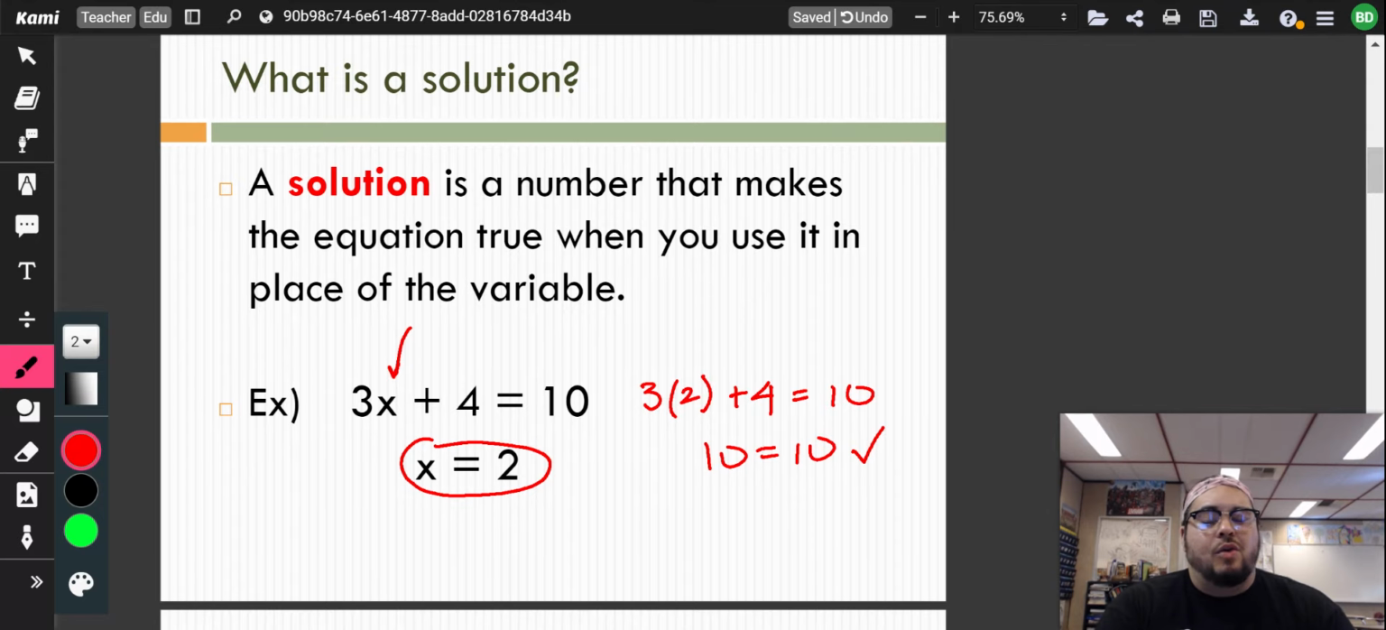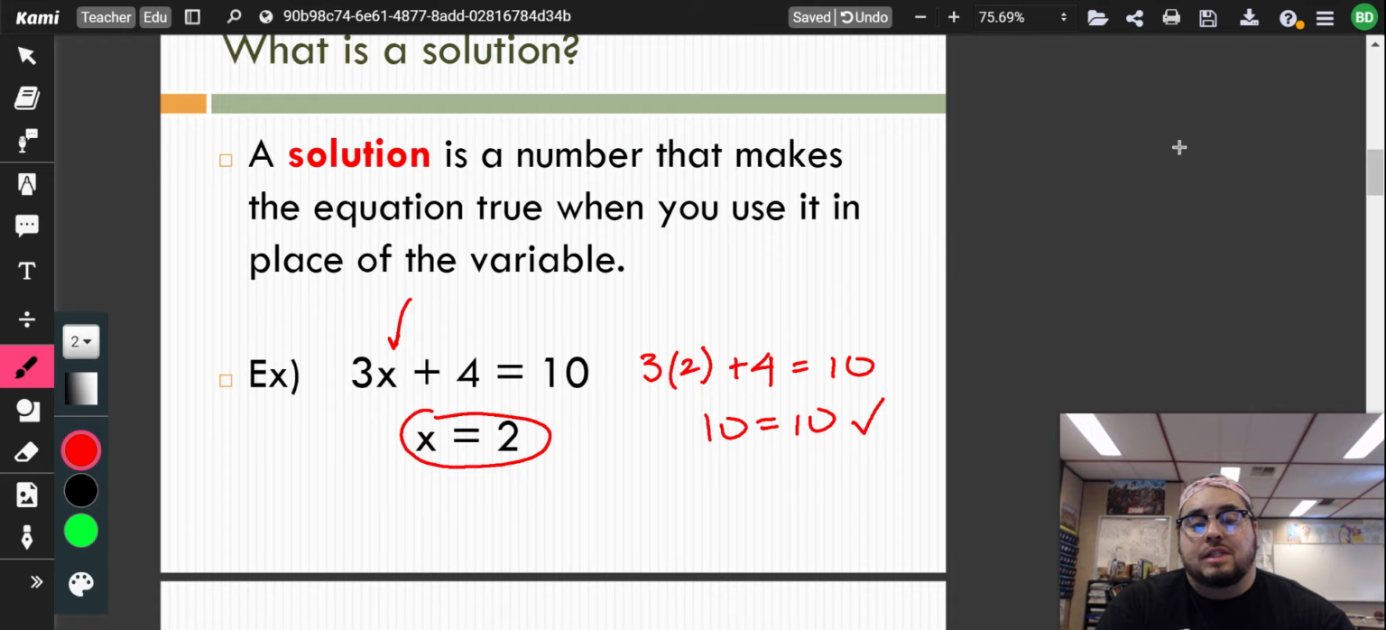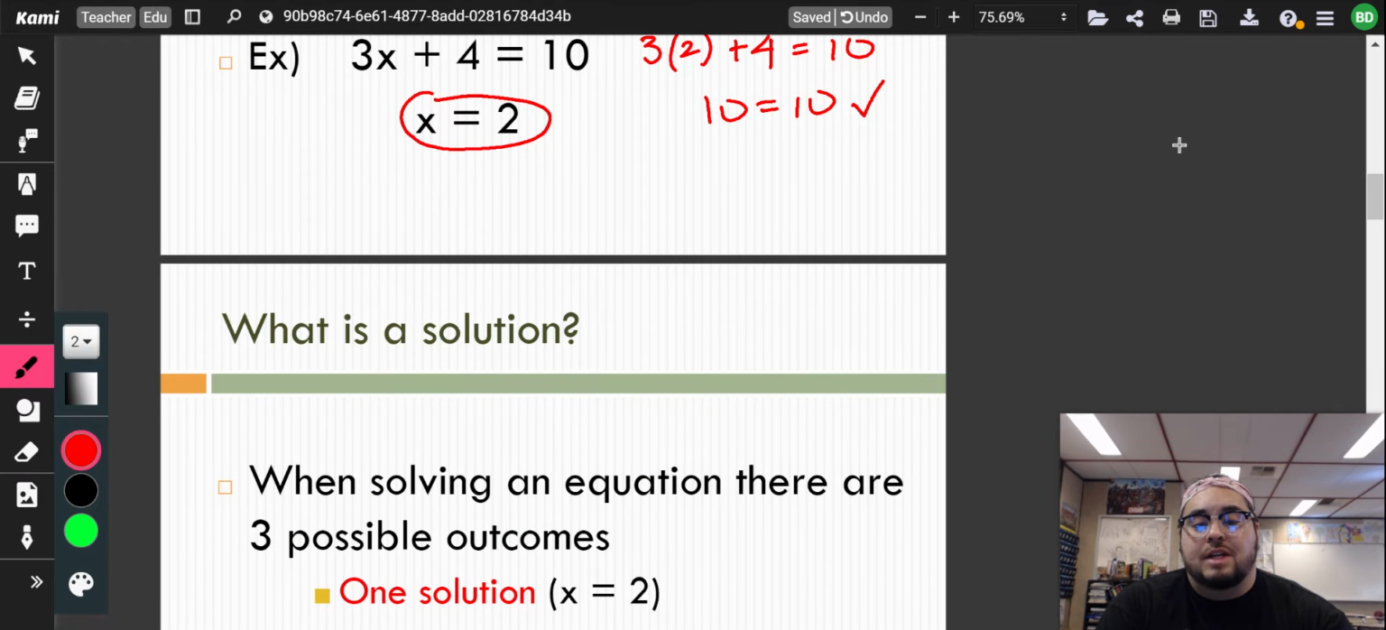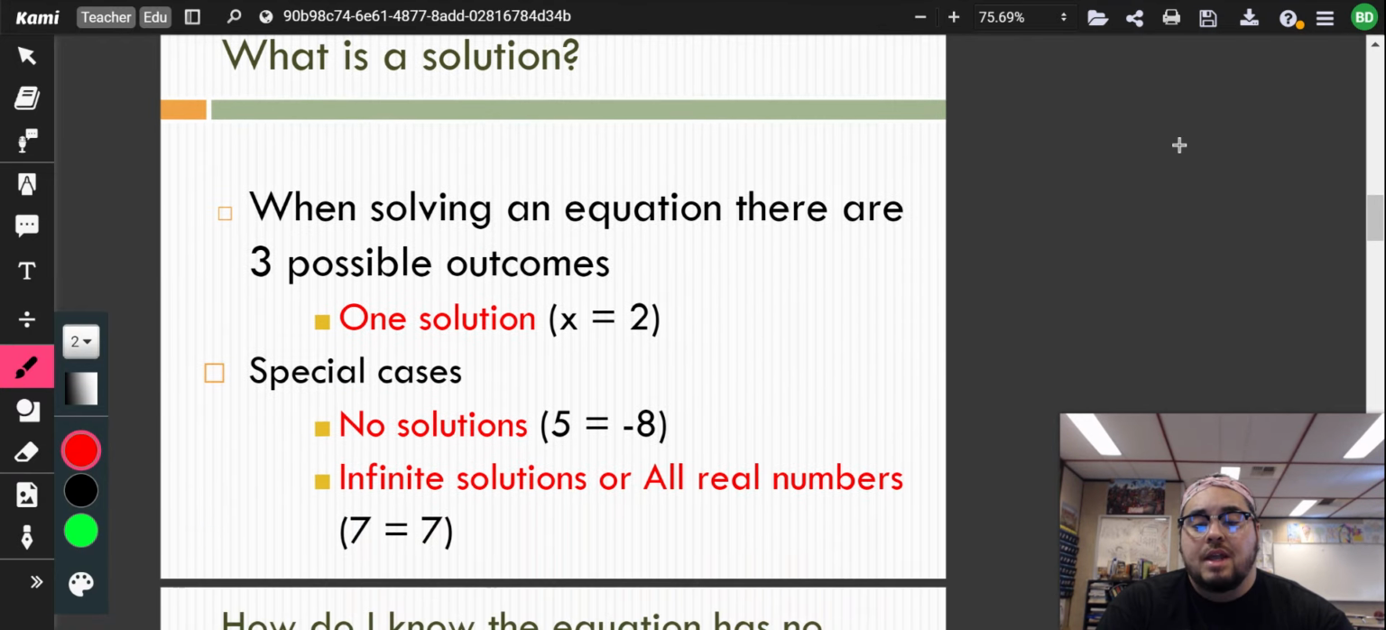Okay, but that doesn't always happen. There are certain circumstances where we might not get a solution, or we might get an abundance of solutions. We might get a bunch of answers. So there are 3 different possibilities, and we're going to explore those today. The first one is what we're used to. That is when you have one solution, for example, x equals 2.